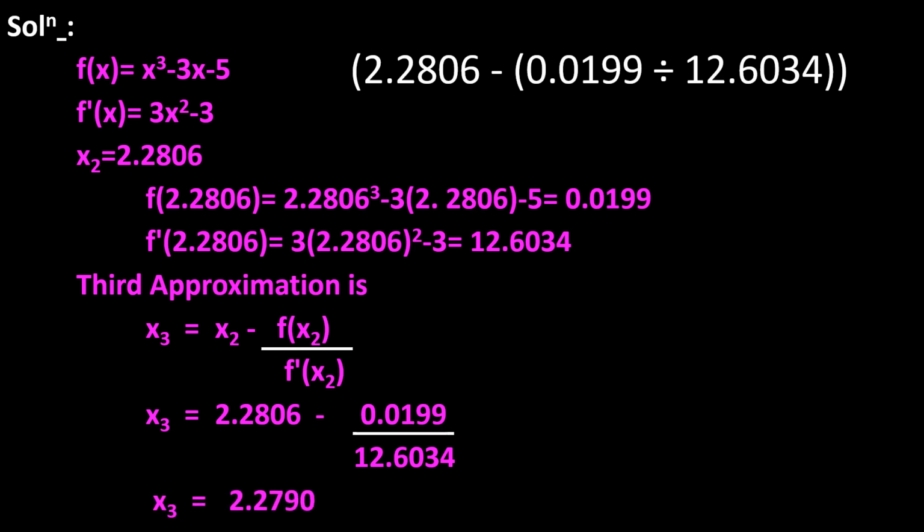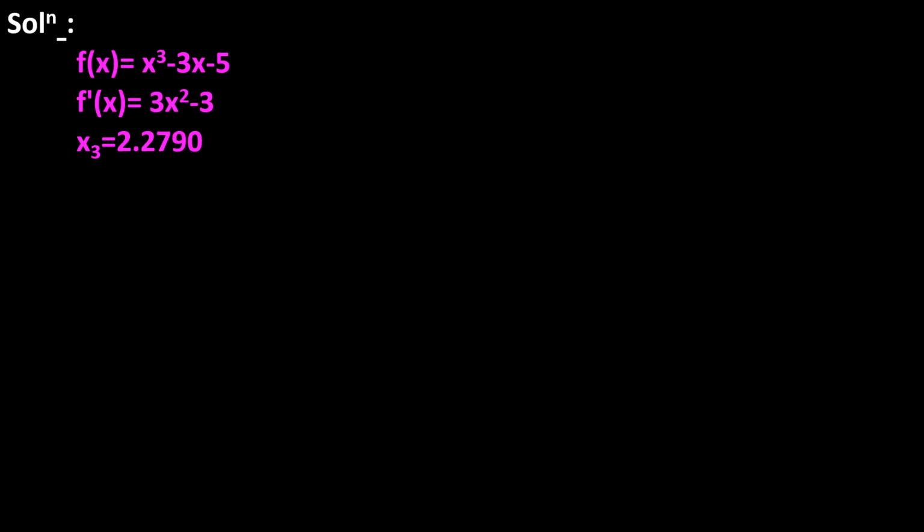So the answer will be 2.2790 upon rounding off to 4 significant digits. x3 is equal to 2.2790, and here you can observe x2 is 2.2806 and x3 is 2.2790. That means up to now, after the decimal point, we are getting only 1 significant digit the same. That means you need to go for another step. Now we shall move on to the fourth approximation.